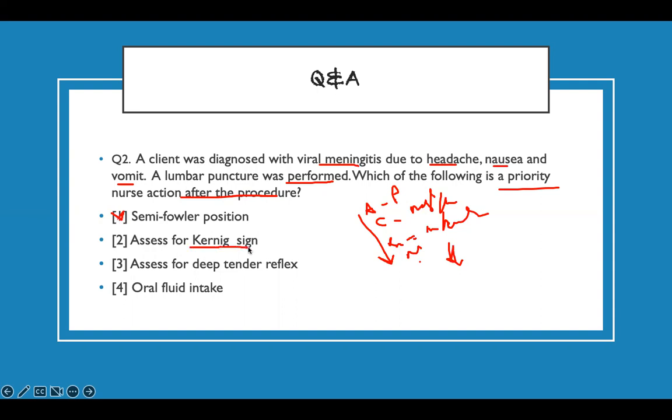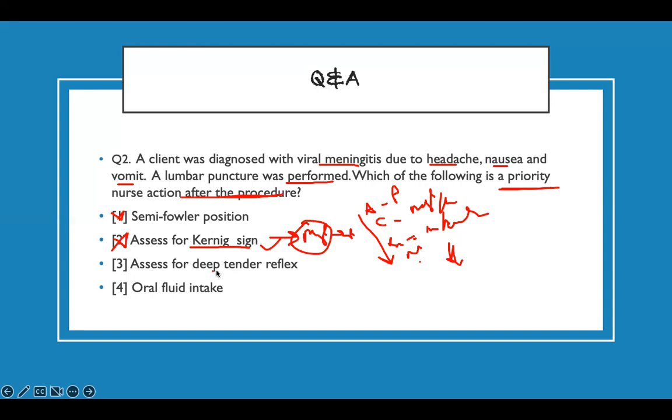Assess for Kernig's sign. Be sharp, okay? You already had the assessment, you already did what you think. Looking for Kernig's sign, which is a diagnosis of irritation of the brain telling you they have meningitis, is it important? No. The question is asking you the priority nurse action after the procedure. It's not asking you for the diagnosis of meningitis. I know they're going to have Kernig's sign. I don't care about that. All I care about is the lumbar puncture now. So assessing for this doesn't give me anything.